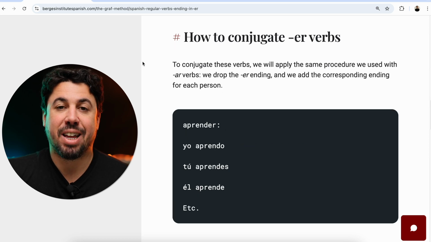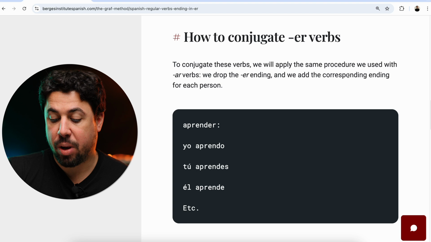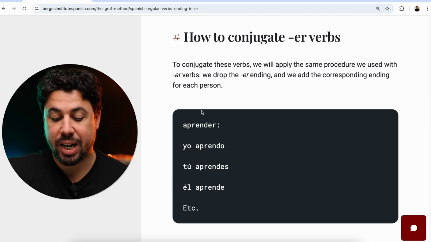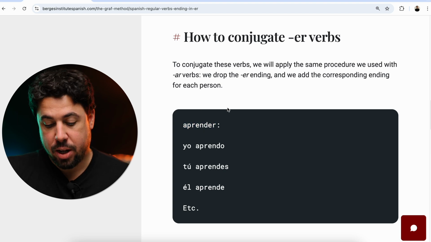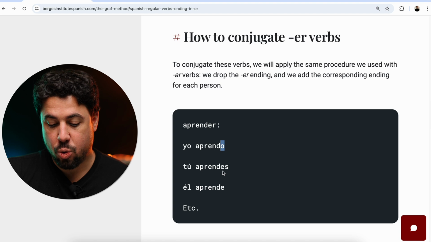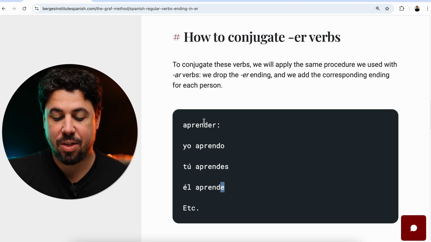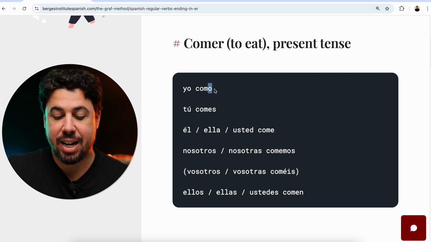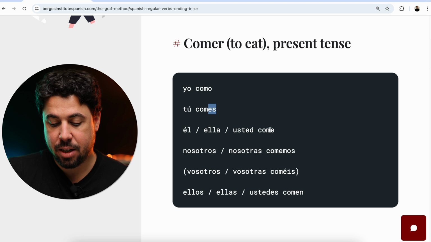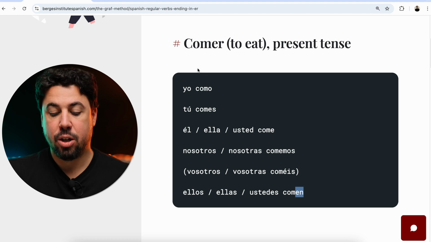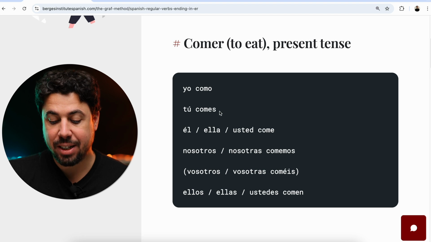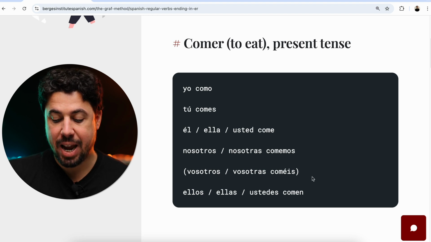So how do we conjugate verbs ending in ER? To conjugate these verbs, we will apply the same procedure we used with AR verbs. We drop the ER ending and we add the corresponding ending for each person. Aprender, to learn. It's going to be yo aprendo, tú aprendes, él, ella, usted aprende. And this is exactly what we were doing for comer. The endings for the present tense for verbs ending in ER are o, es, e, emos, éis, and en. So for comer, we drop the ER bit and we add those endings. Como, comes, come, comemos, coméis, comen.